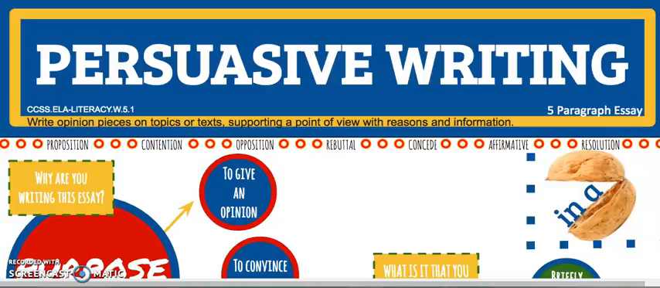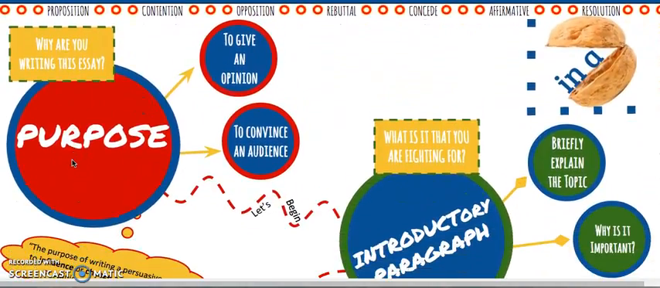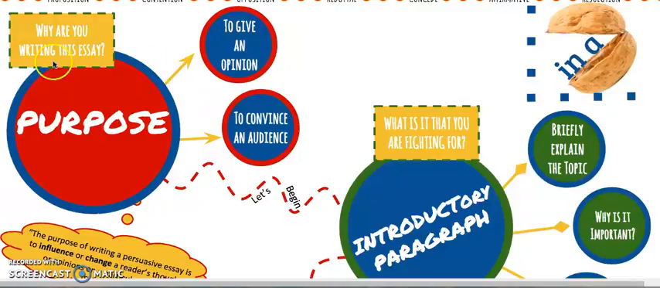Today we're here to talk about persuasive writing in a nutshell, the 5-paragraph persuasive essay. As with any piece of writing, your first task is to decide on the purpose of your essay. Why are you writing this essay? When we're considering persuasive writing, there are 2 specific purposes. 1, to give an opinion, and 2, to convince our audience to agree with our opinion.